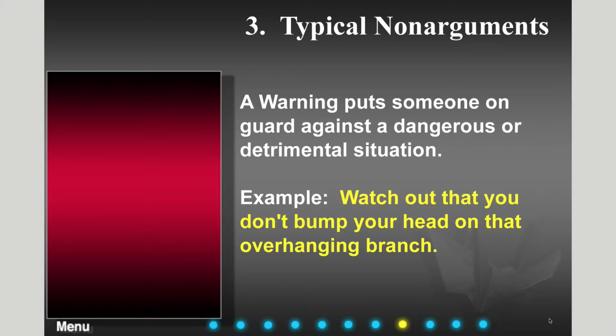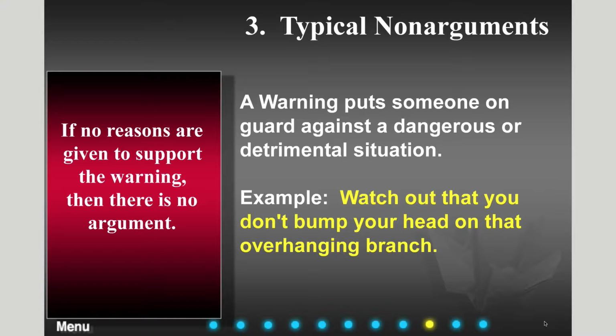So a warning puts someone on guard against a dangerous or detrimental situation. For example, watch out that you don't bump your head on that overhanging branch. Now, is that an argument? No. I could make an argument that says, watch out that you don't bump your head on that overhanging branch because that pain may cause you to lose work the next day or something like that, right? So a warning can be part of an argument, but it's not an argument all by itself. If no reasons are given to support the warning, then there's no argument.